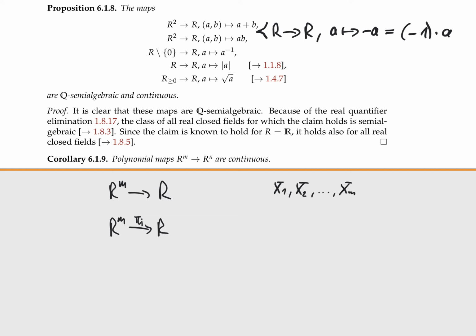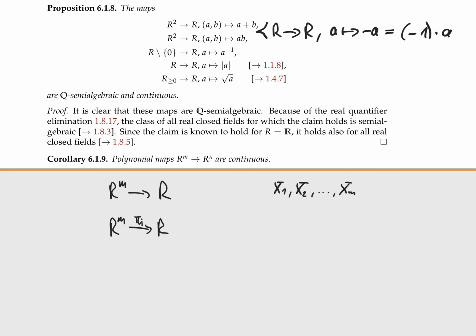Well, that's by definition, because R^m is equipped with a topology that makes all these projections continuous, right? It's actually the initial topology with the projections, so it is the coarsest topology that makes these projections continuous. In particular, it is a topology that makes the projections continuous. So for variables, it's clear.